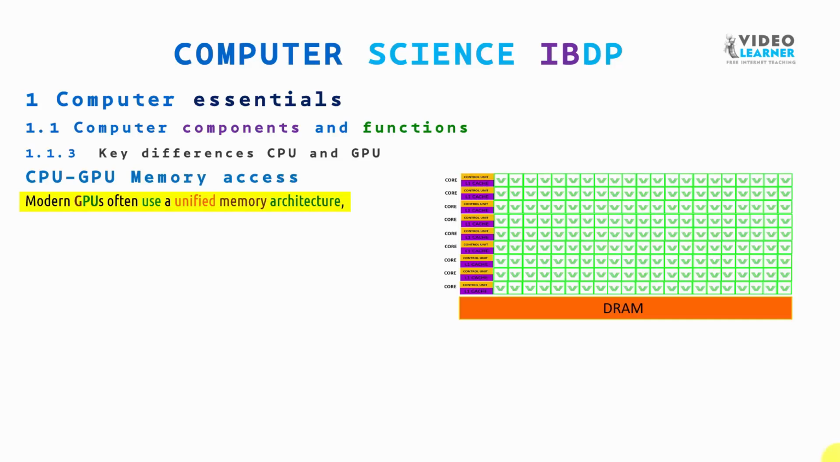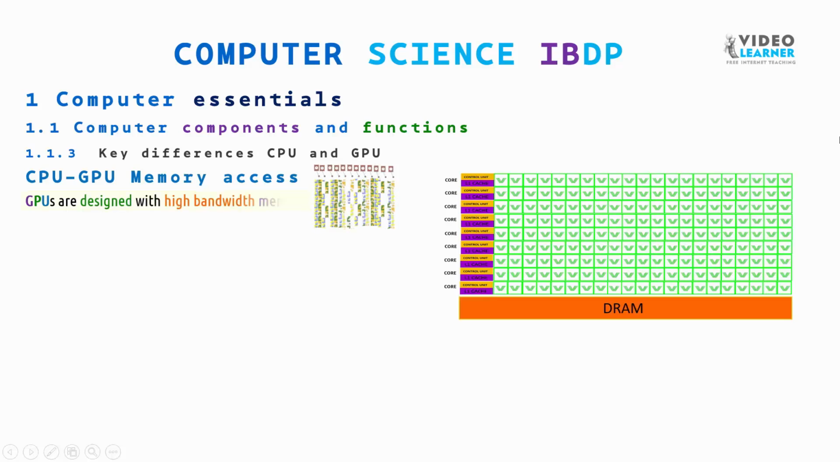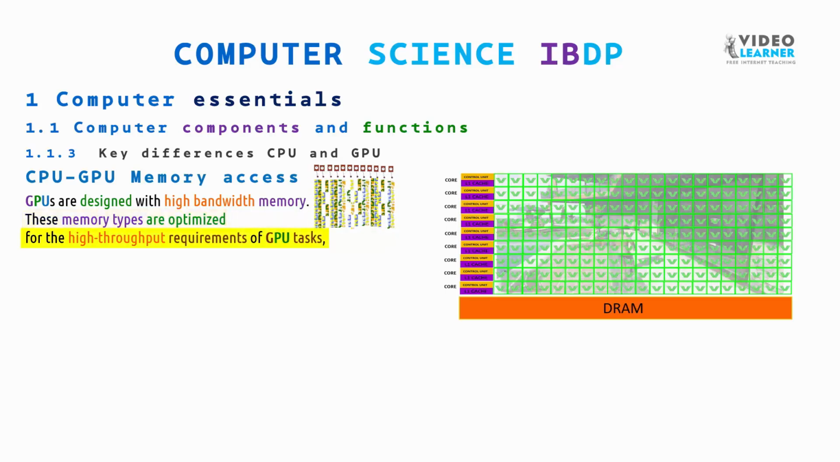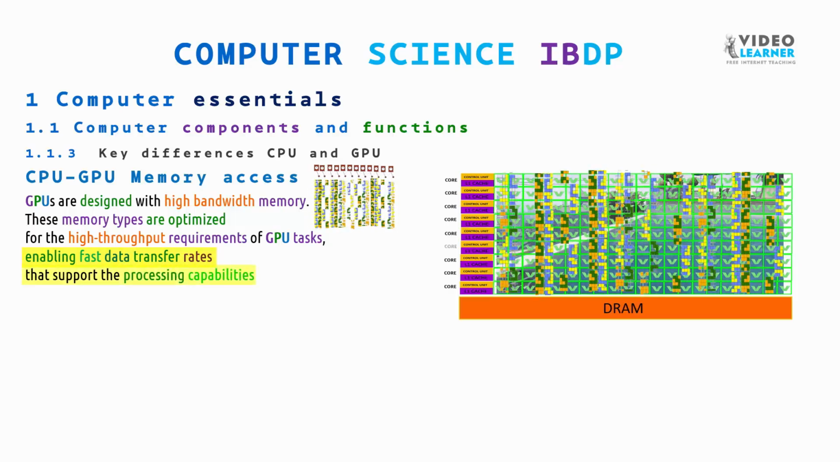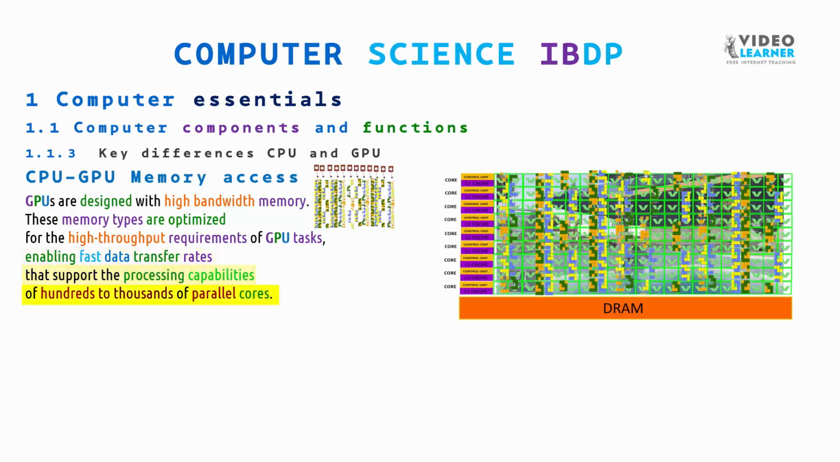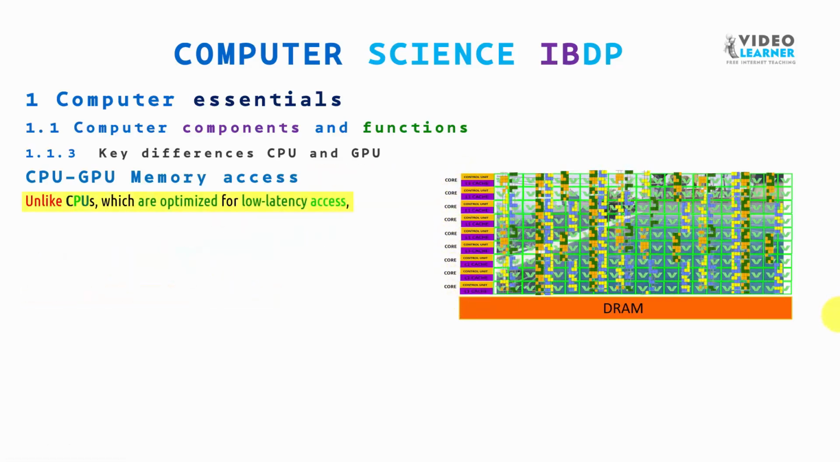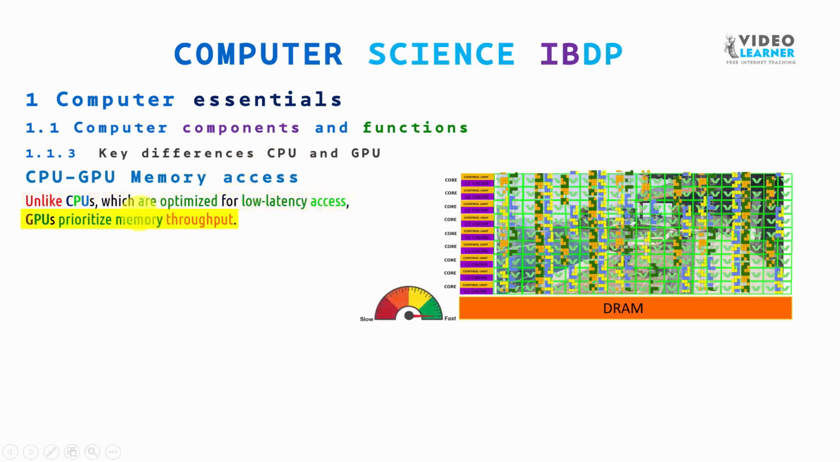Modern GPUs often use a unified memory architecture, which allows them to access a large, shared pool of memory which both the GPU and the CPU can address. GPUs are designed with high bandwidth memory. These memory types are optimized for the high throughput requirements of GPU tasks, enabling fast data transfer rates that support the processing capabilities of hundreds to thousands of parallel cores. Unlike CPUs, which are optimized for low latency access, GPUs prioritize memory throughput.